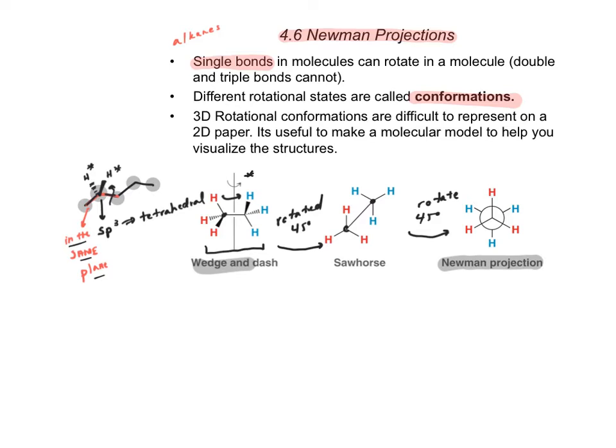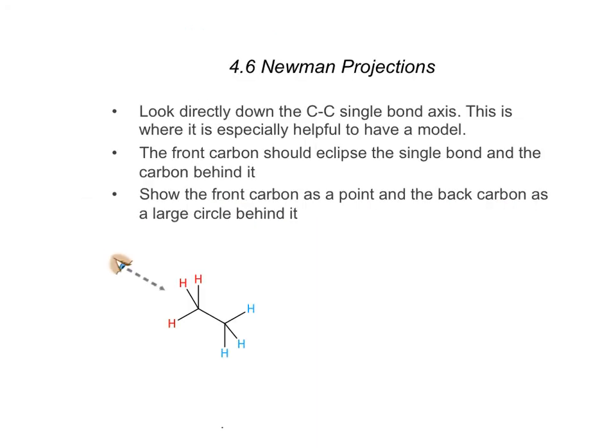So now I'm going to explain how we get this and what this means compared to coming from Sawhorse or coming from wedge dash. Okay, so the way we imagine this is we will take our wedge dash projection, or I should maybe say bond line projection, or we'll take our Sawhorse projection, and we will imagine that we're staring down a specific bond axis. So people always draw these kind of like, imagine eyeballs just floating in the air.